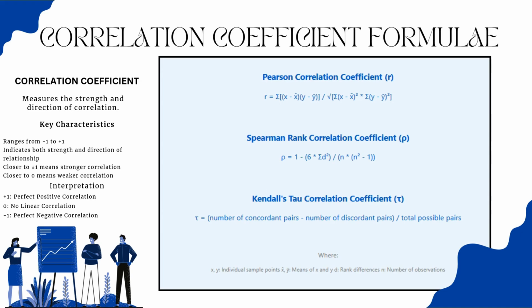Now, correlation coefficients measure the strength and direction of the relationship between two variables. They range from -1 to +1. The +1 means perfect positive correlation, the -1 means perfect negative correlation, and the 0 indicates no correlation. Here are three different formulas for correlation coefficients: one by Pearson, the second by Spearman rank, and the third by Kendall's.